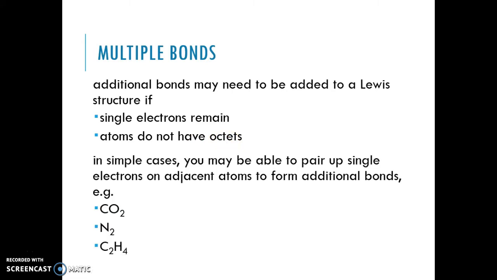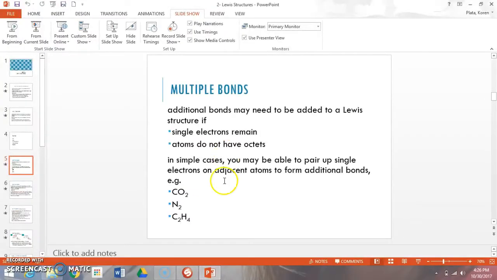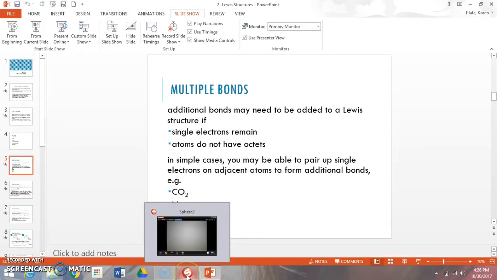And so once again, we're going to do a couple of examples. So I'm going to have you pause it, try it on your own, and then we'll take a look at the structures together. So CO2, N2, and C2H4. Again, these are just very simple structures. So go ahead and pause it, and when you come back, we'll take a look at the samples.